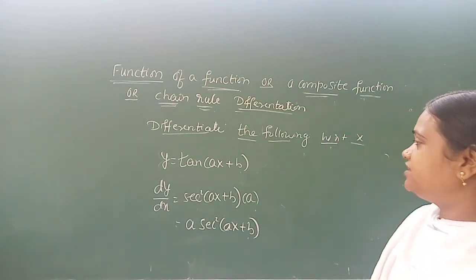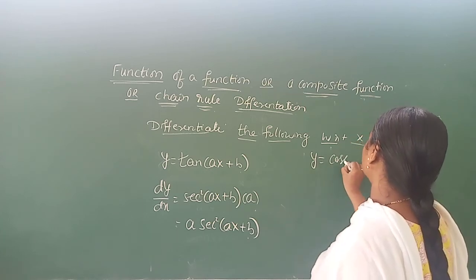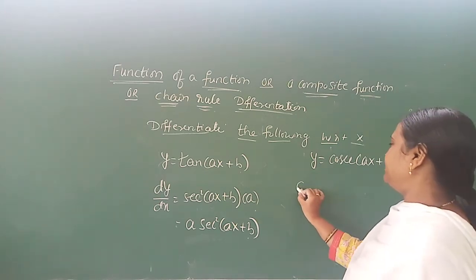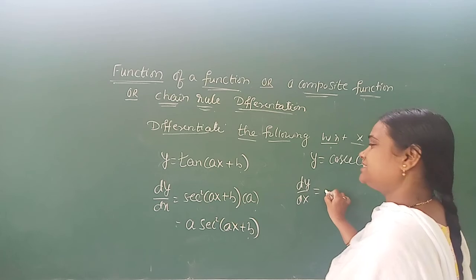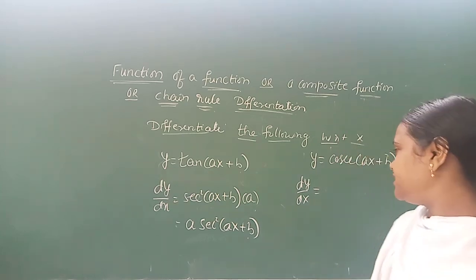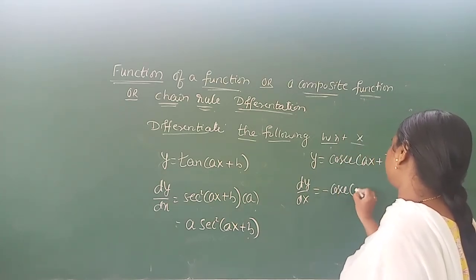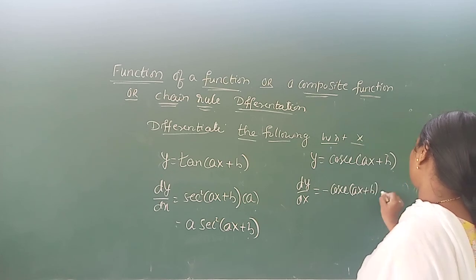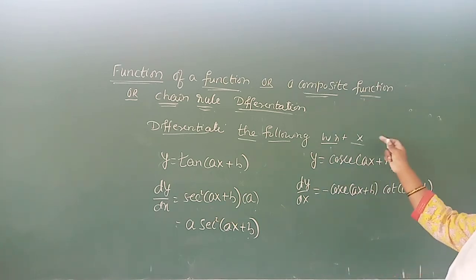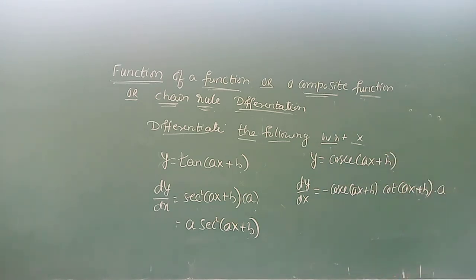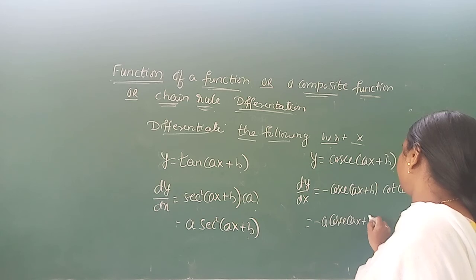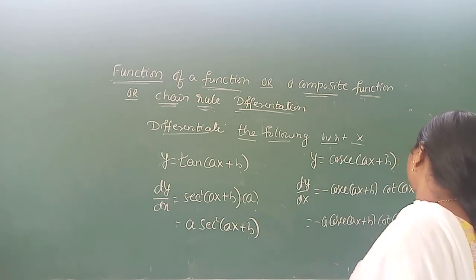Suppose I will take another form. Y is equal to cosec ax plus b. Correct. Next, tell me the differentiation, dy by dx. We know the differentiation of cosec x is minus cosec x cot x. But our x is what here? Ax plus b. So cosec of ax plus b, cot of ax plus b, and this is the answer, already explained, into a. Or else we can write this as minus a cosec of ax plus b into cot of ax plus b.